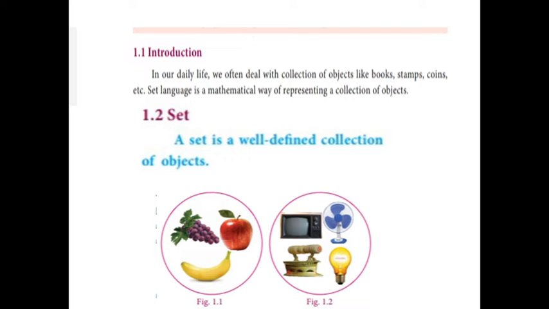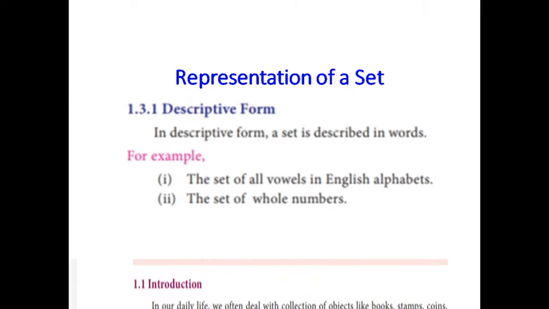Okay, let's get into the definition. A set is a well-defined collection of objects. What is a well-defined collection? If it is possible to identify whether an element belongs to a set, then we call it a well-defined collection.